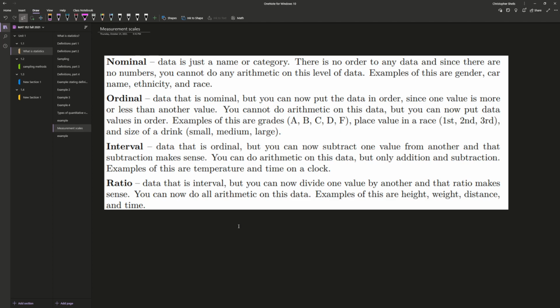Now, if our variable is a number, if it's quantitative, then it has to be either interval or ratio data. For ratio data, a value of 0 means that there is no measurement. So for ratio data, this is important. A value of 0 means that there is no measurement.